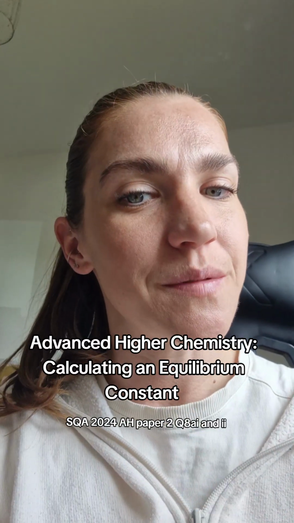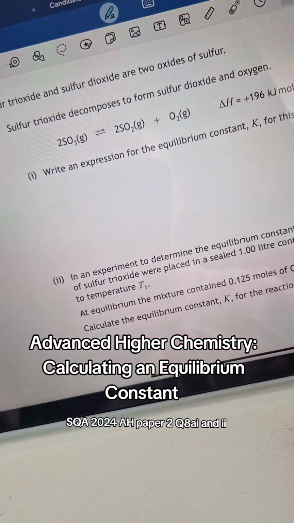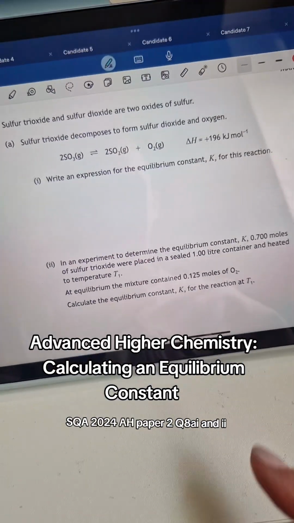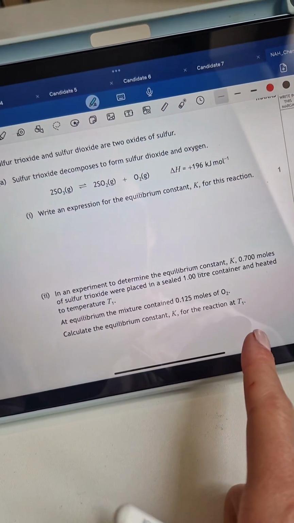Advanced Higher Chemists, this one is for you. Let's go over this equilibrium question in the 2014 Advanced Higher paper where we're asked to calculate an equilibrium constant.